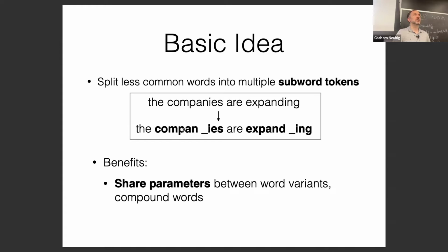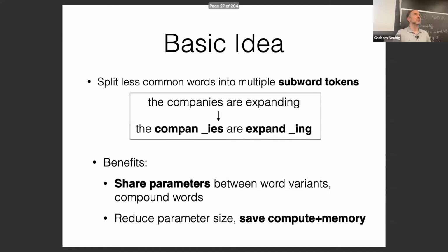And in English, this isn't a huge problem because the conjugation or morphology is very simple in English, but in other languages, it can become a pretty big problem. This can also reduce parameter size and save compute and memory.